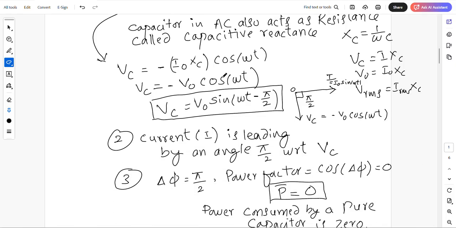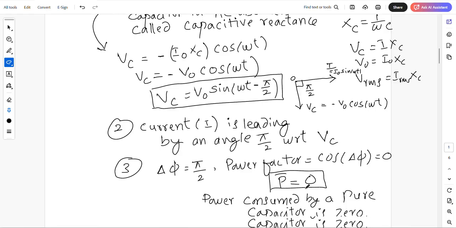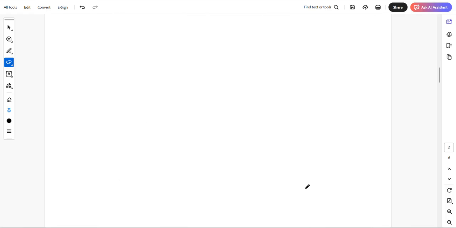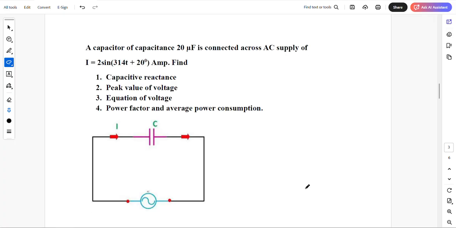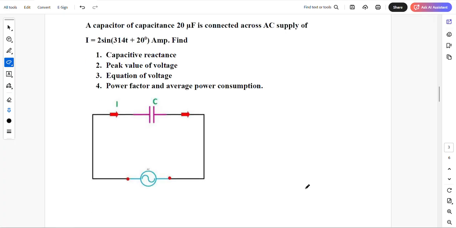Now we will see the problems. And what is the power consumed by a pure capacitor? It is 0. And here the phase difference is pi by 2. Power factor is equal to 0. Average power consumption is also 0. We will see some problems on it. One or two problems we will try to understand.